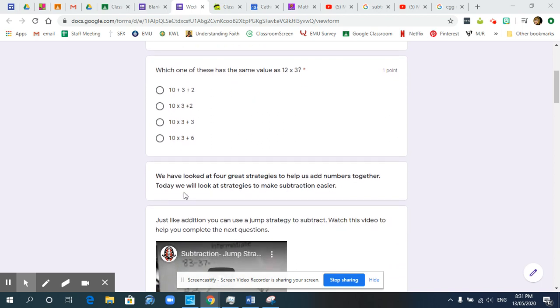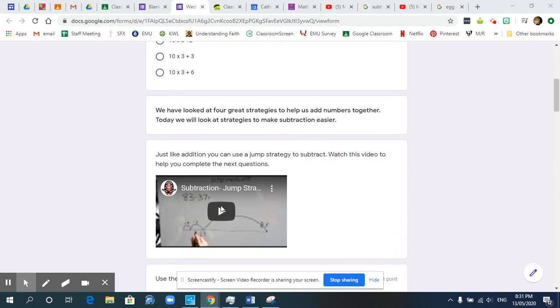Now, today previously we've been looking at addition strategies. So today we're going to look at some great strategies for subtraction to make it easier for you. And most people go, oh no, subtraction. But these strategies will actually help a lot. So we'll have a little look. We'll start with 2 strategies today and we'll move on to another 2 tomorrow.